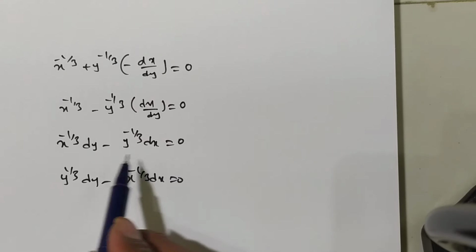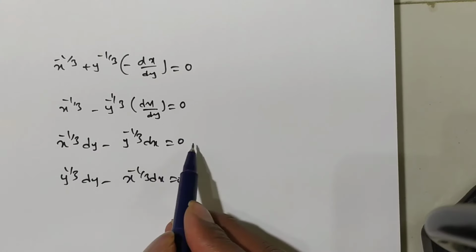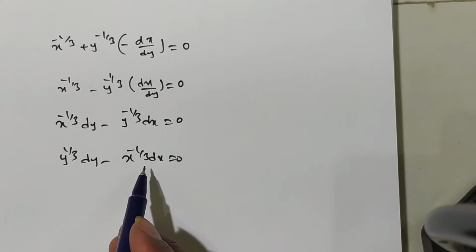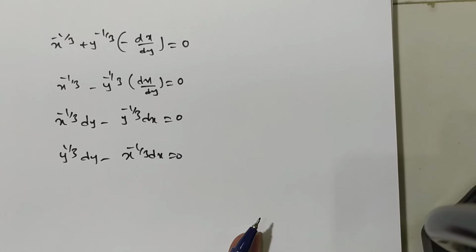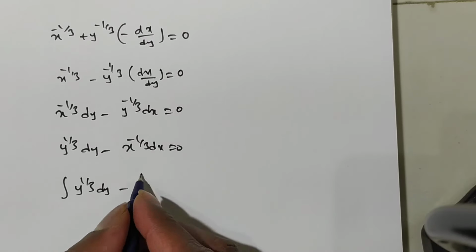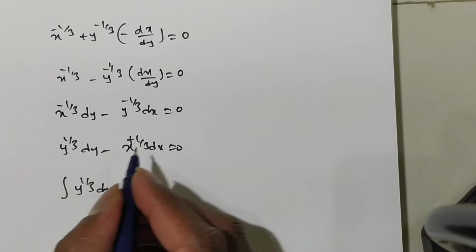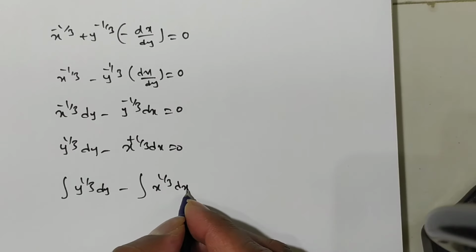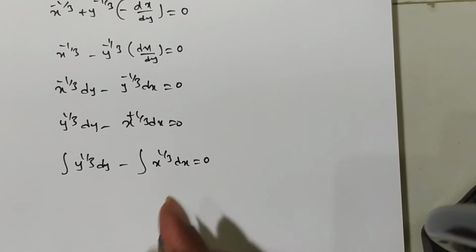Friends, the right side is 0. Now the dy coefficient is a y term and the dx coefficient is an x term, so you can integrate on both sides. Then you will have the integral of y to the power of 1/3 dy minus the integral of x to the power of 1/3 dx, this is plus friends if you take the right side, is equal to 0, so integral of 0.